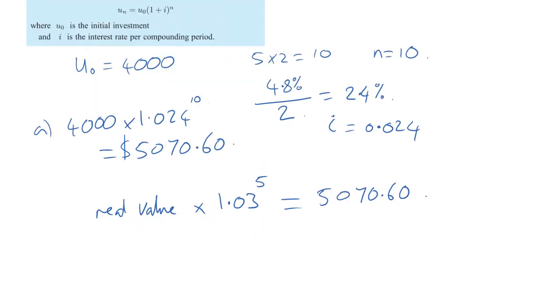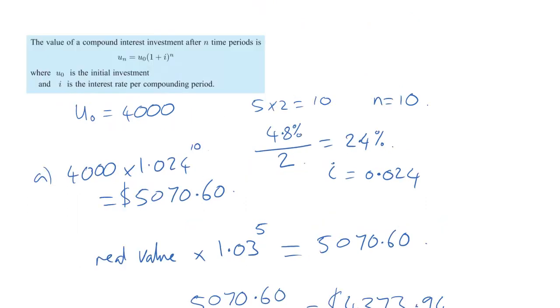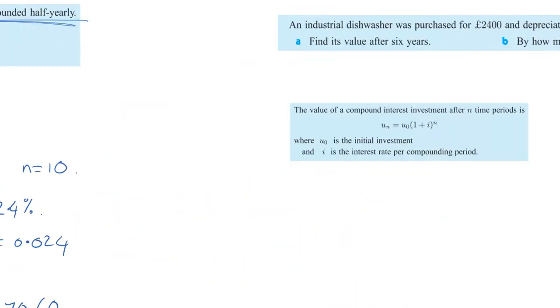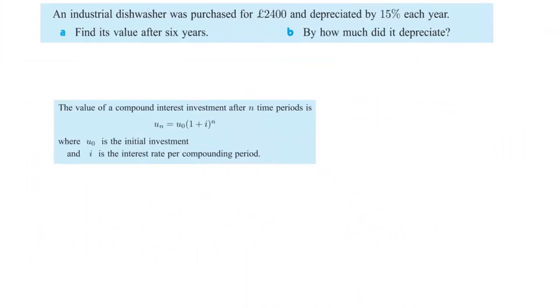So all we have to do is work backwards to see if we can find out what that is. It's going to be 5070.60 divided by 1.03 to the power of 5, and if we work that out, that investment is actually worth $4,373.94. There we go. Okay, now then, let's keep moving. Final question. Let's see if we can have a quick go at these ones. These are depreciation. Nice and simple questions, but just a little different because we're going to be going down.